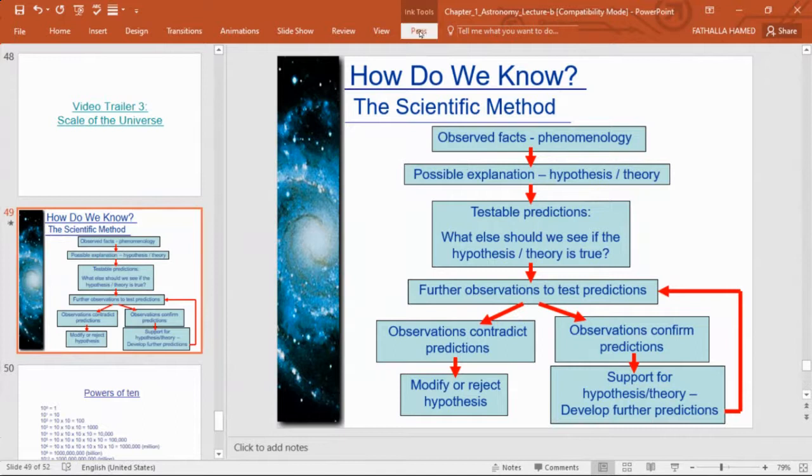And there is a scientific method that we follow when we try to study astronomy or science in general. We always start from observed facts, and we call this phenomenology. An example I can give you: if you take a pen and let it go from a certain height, it will fall down. If you take anything, bring it to a certain height and let it go, it will fall down. That was basically known as free fall.